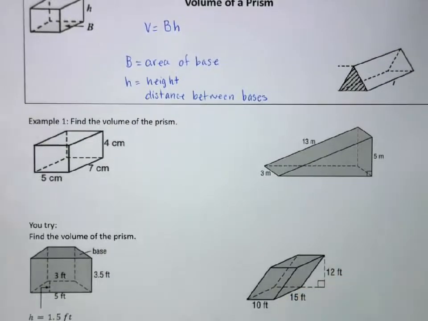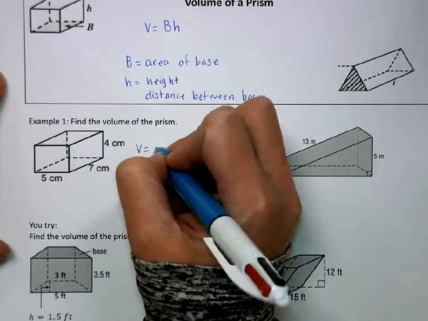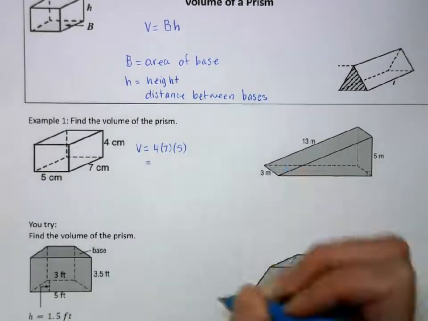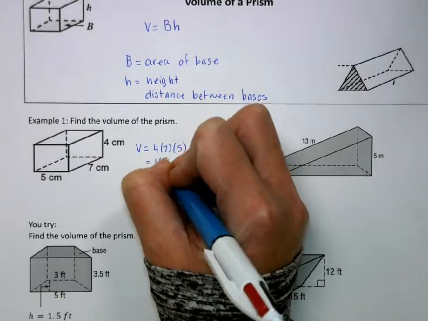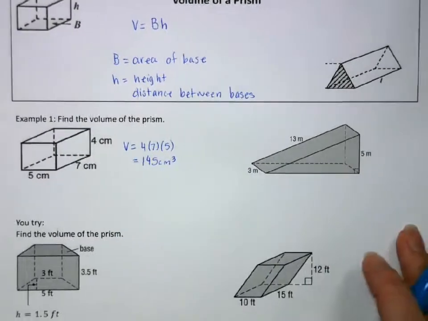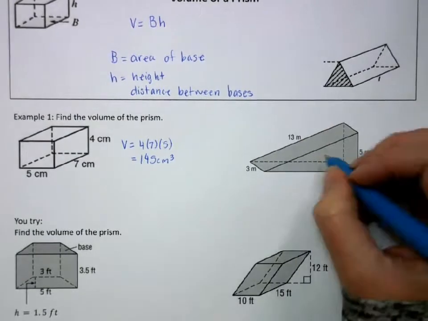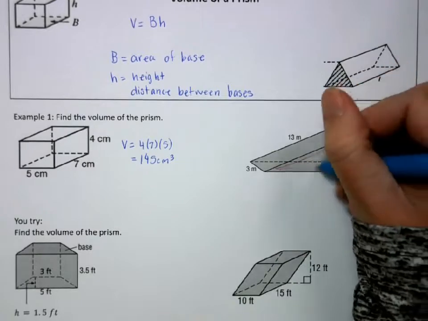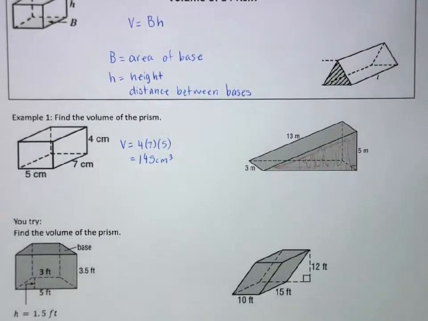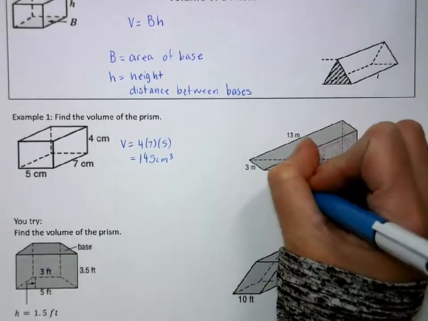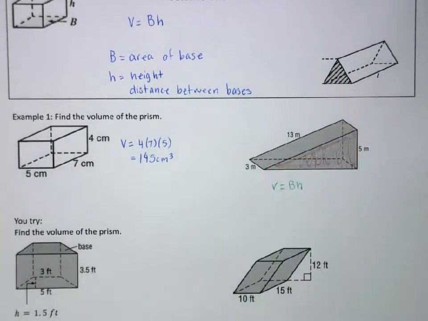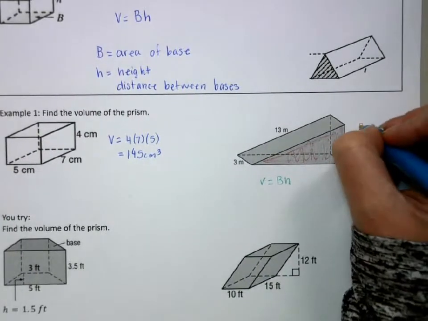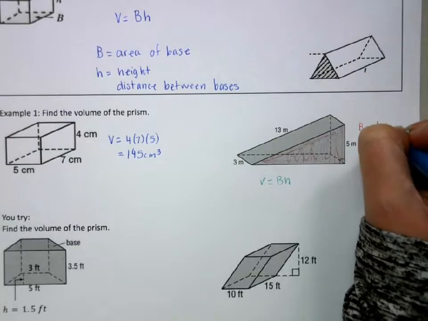Okay, this first one is just a rectangular prism. So we're just going to multiply 4 times 7 times 5 in no particular order and get 140 centimeters cubed. This next one, my base or bases are these triangles. We'd call this a triangular prism. Okay, so the volume is going to be the base times the height.